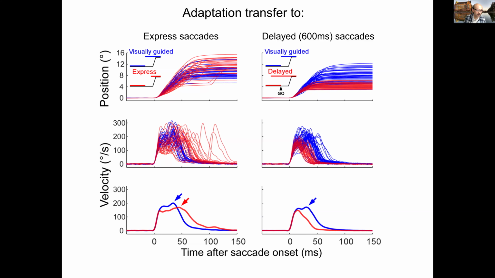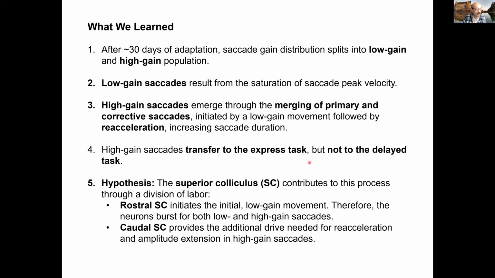And that reacceleration is becoming more prominent and actually started earlier during express saccades. But that reacceleration is absent, it's not there, during delayed saccades. So you see here the dichotomy of the transfer, between delayed and express saccades. That's what made us think that perhaps the superior colliculus might have something to do with the creation of this high gain saccade. So let's review what we learned.